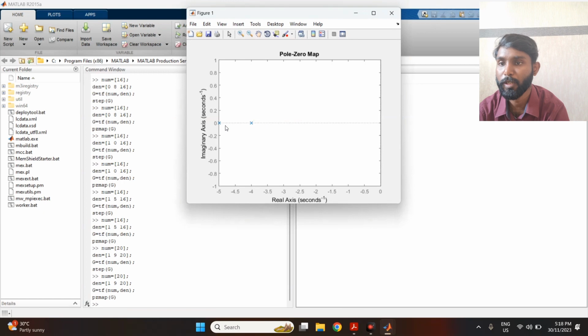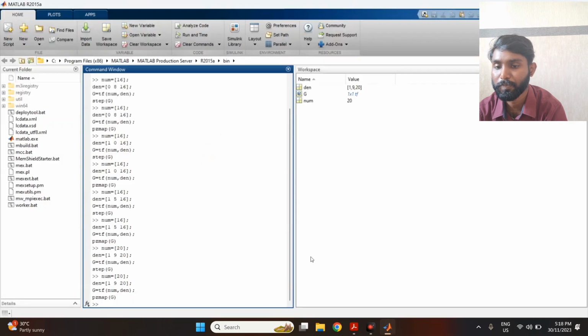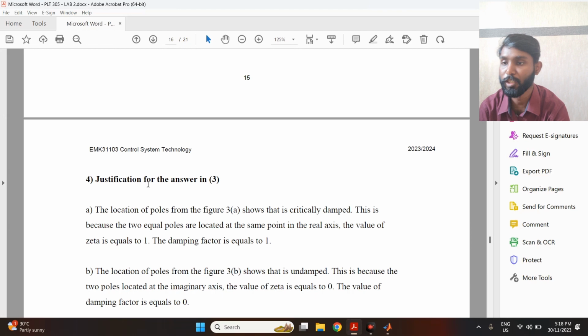This is the pole zero map. The one pole is -4, pole is -5, damping is 1, damping is 1, overshoot is 0, 0, frequency is 5, frequency is 4. So now let us move on to justification.